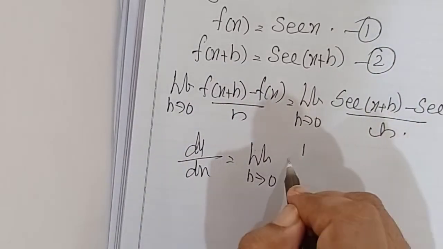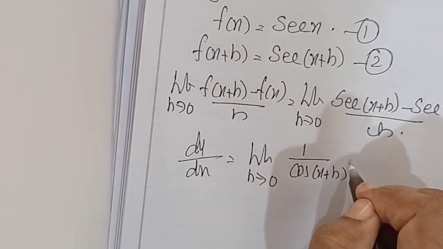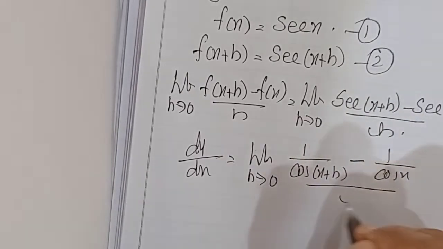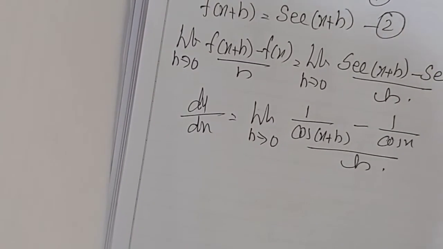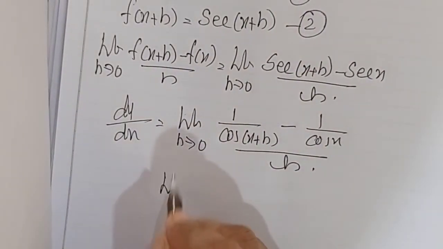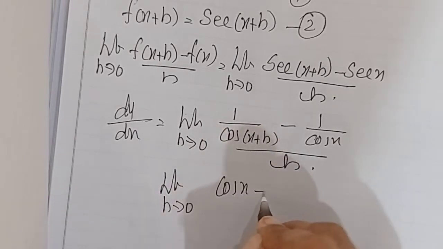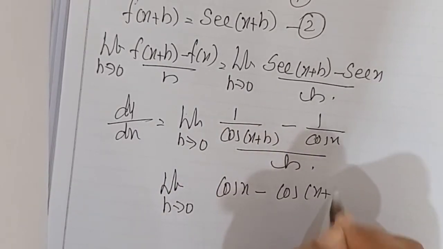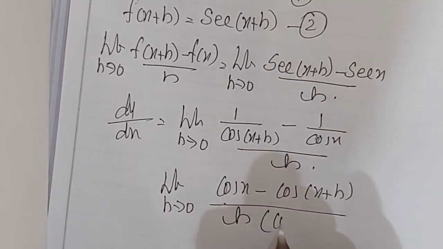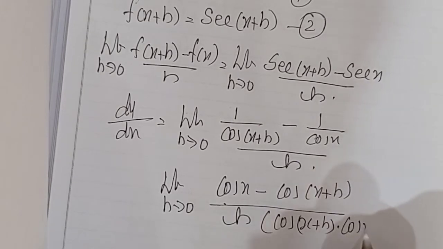How can you write sec? 1 by cos (x plus h) minus 1 by cos x the whole by h. Understand? Sec means 1 by cos. Taking the LCM, limit h tends to 0 cos x minus cos (x plus h) by h into cos (x plus h) into cos x.